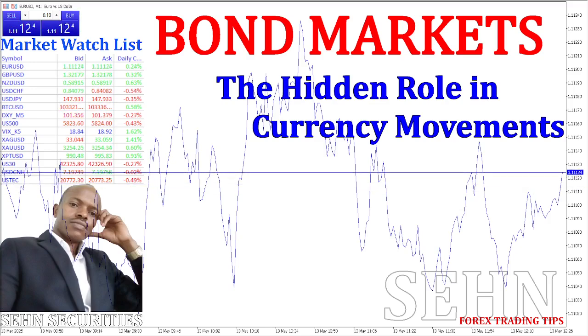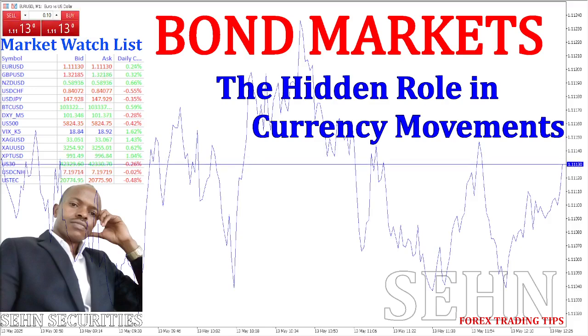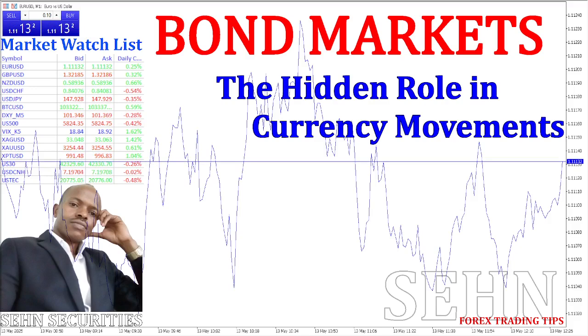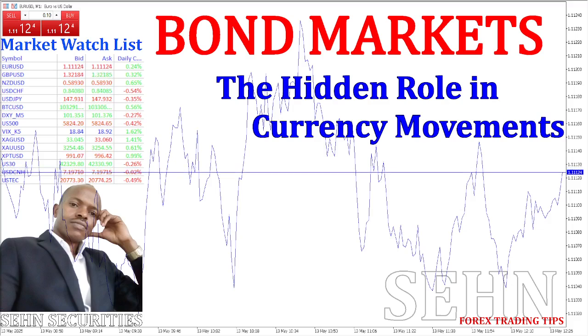When investors demand more yield, it usually signals expectations of higher inflation or stronger economic growth. Central banks, in response, might raise interest rates to manage inflation. Rising interest rates tend to attract foreign capital because they offer higher returns on investments denominated in that currency. The result? The currency strengthens.